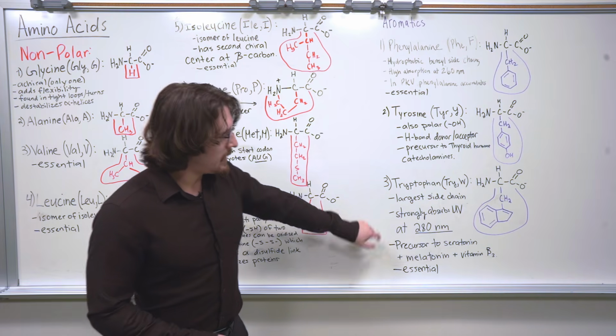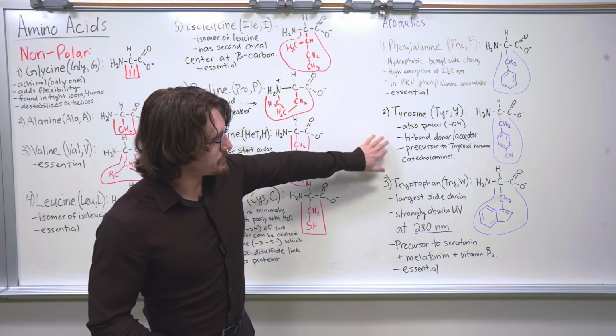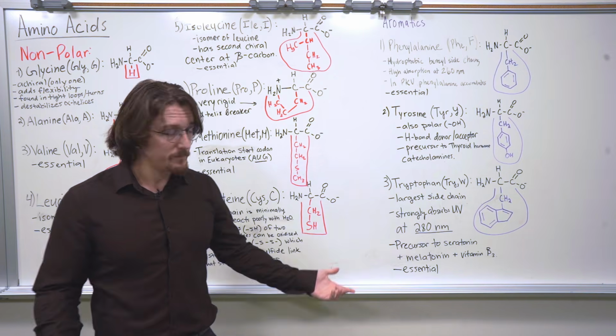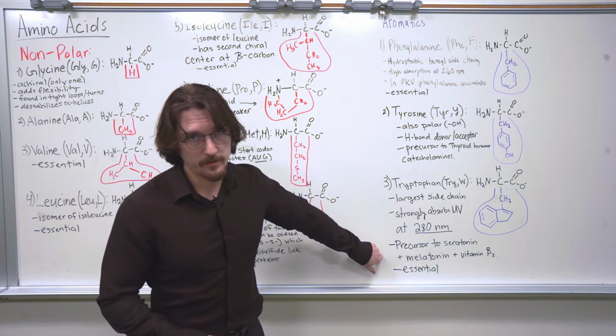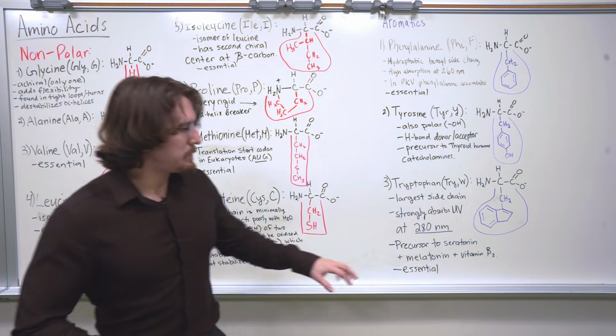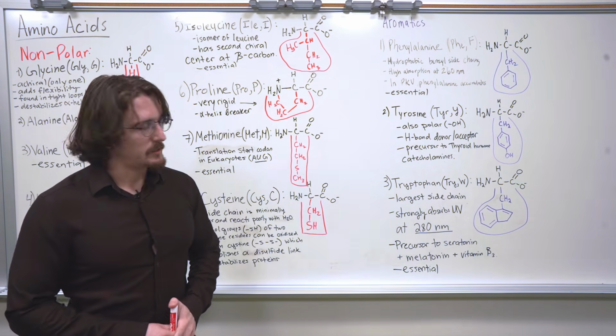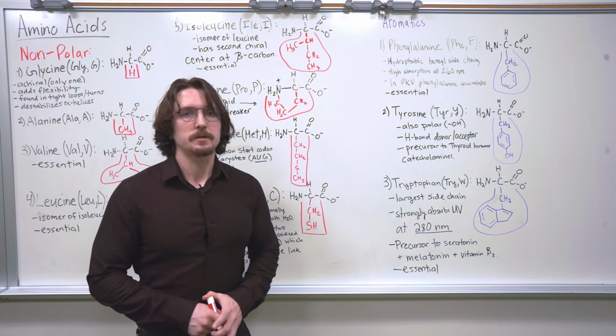And then also, kind of like how tyrosine is a precursor to hormones, so is tryptophan. Tryptophan is a precursor to serotonin, and then also melatonin, the sleep hormone. And then also it happens to be a precursor to vitamin B3, aka niacin. And tryptophan as well is also essential.